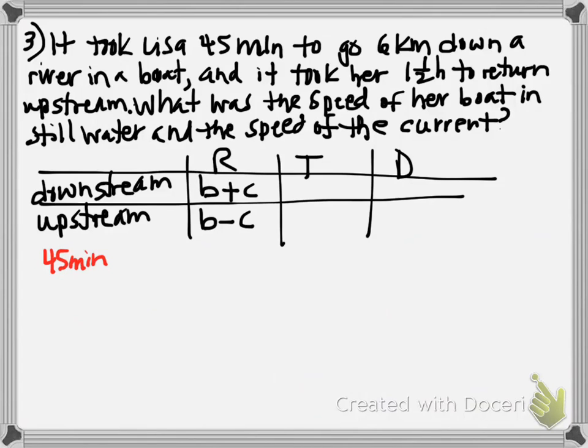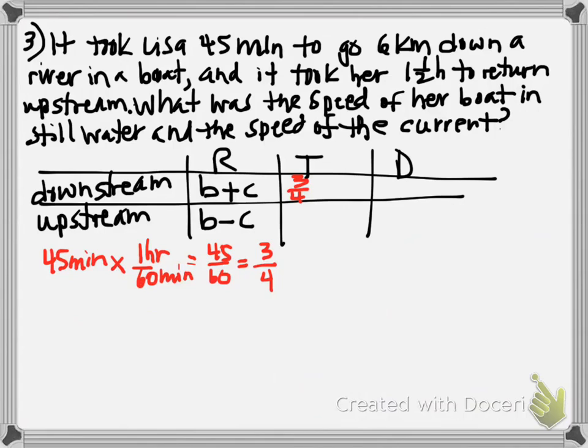Now, where we run into an issue is this notion of 45 minutes. If you notice, the other time is in hours, and that's traditionally what we're going to be doing when we're talking about rate of bigger things. So what we need to do is figure out what part of an hour this is. 1 hour is 60 minutes, so we have 45 over 60. They both have 15 in common. Divide by 15, we get a 3. Divide by 15, we get a 4. So what I'm going to write in the time is 3/4 for the downstream.